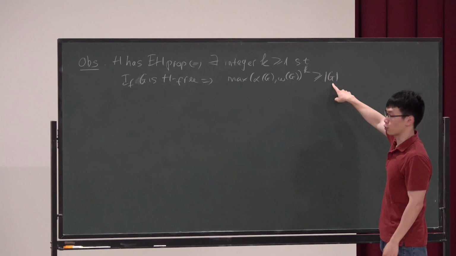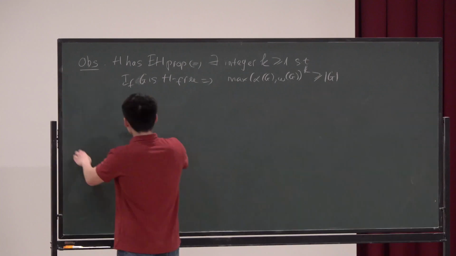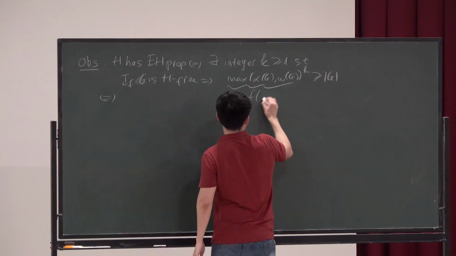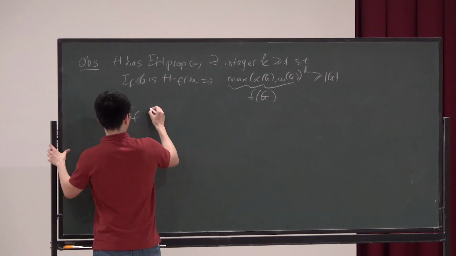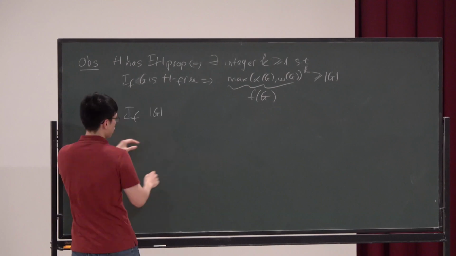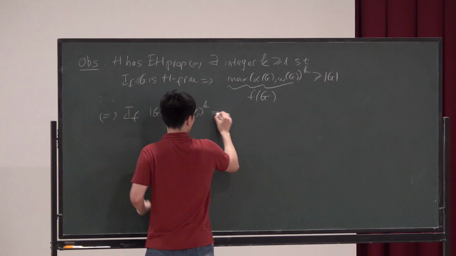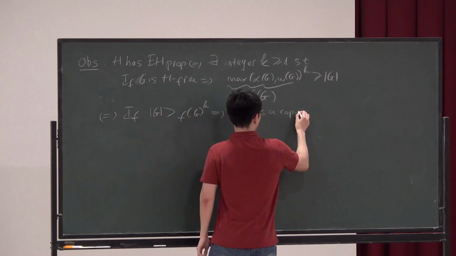Okay. Which means, if I denote this by f(G), for example, then this actually means if the number of vertices of G is bigger than f(G) raised to the power of k, then G has a copy of H. And here by copy, I mean induced copy. Does that make sense?